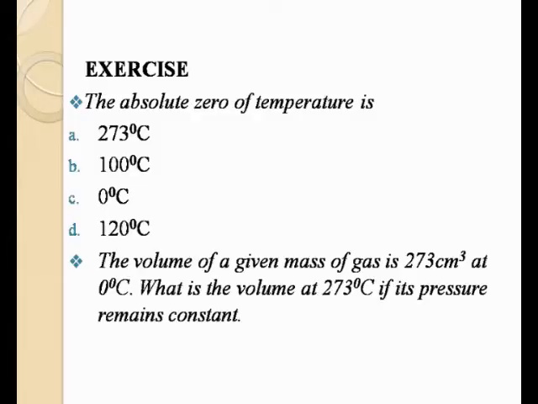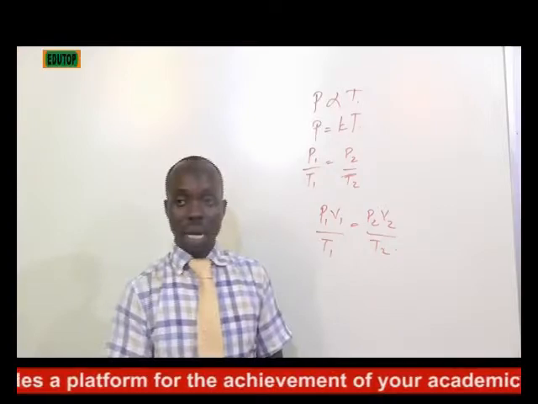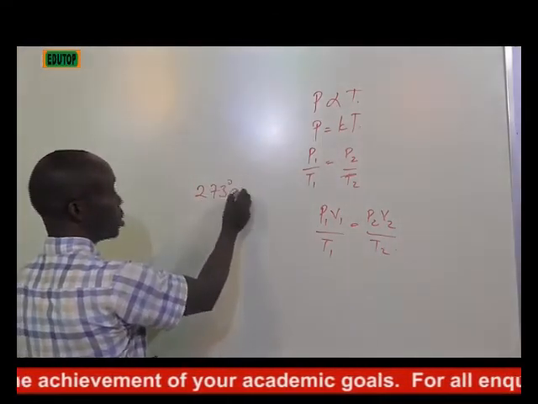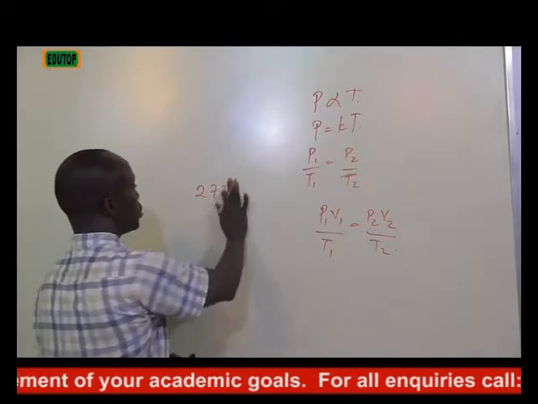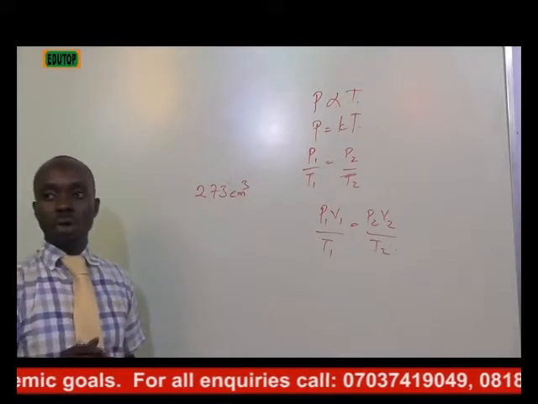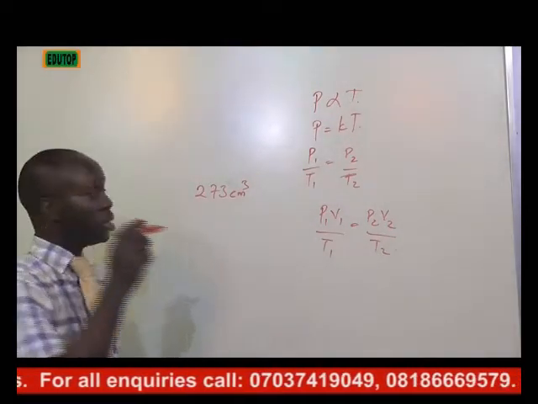The absolute zero of temperature is, it should be A. That's your minus 273 degrees Celsius. Now for the second question, it says that the volume of a given mass of gas is 273 cm cube at 0 degrees Celsius. Then I say, what is the volume at 273 degrees Celsius if the pressure remains constant?